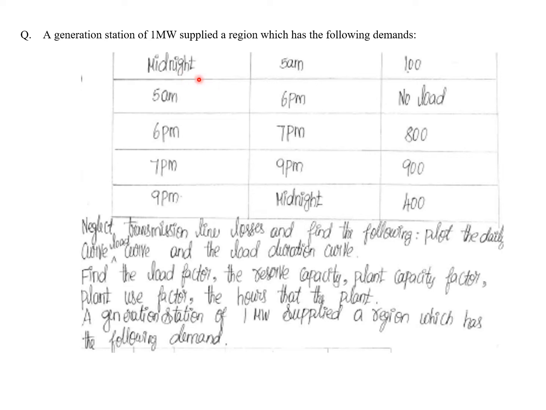The data are: midnight to 5 a.m., load is 100; 5 p.m. to 6 p.m., no load; 6 p.m. to 7 p.m., 800; 7 p.m. to 9 p.m., 900; 9 p.m. to midnight, 400. Neglecting the transmission losses, find the following. Plot the daily load curve and load duration curve. Find the load factor, reserve capacity and plant capacity factor.